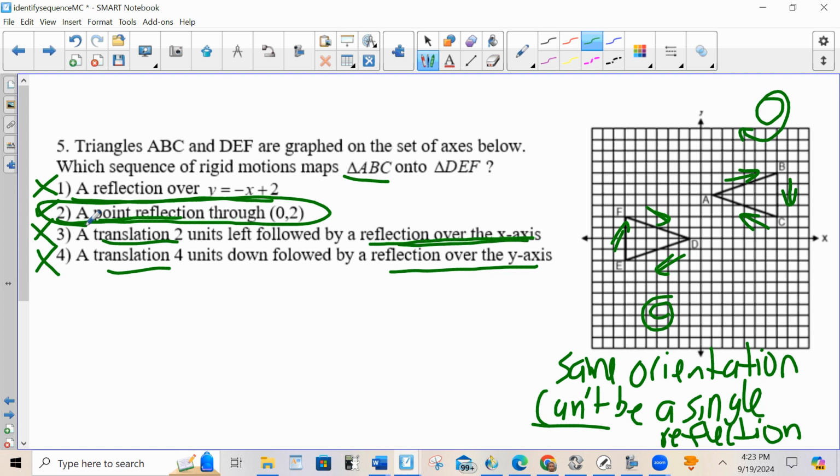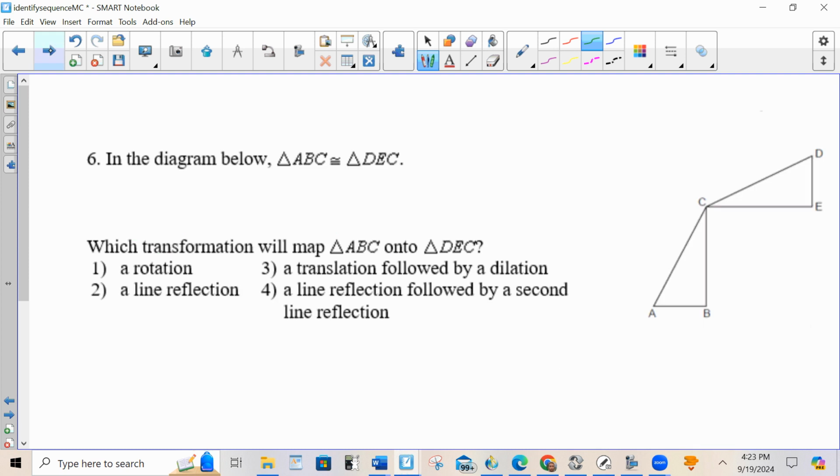A single line reflection changes orientation. A double line reflection doesn't. Point reflection doesn't. Only a single line reflection does. This question a lot of students get wrong, but when they do it the way I do it, it's very, very easy. Check for orientation, ABC, DEC.